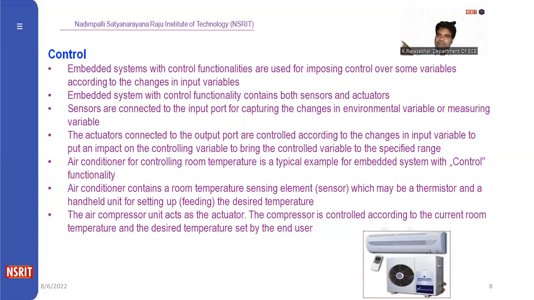The best example is the air conditioner, which has control functionality. An air conditioner contains a room temperature sensing element, that is a sensor, which may be a thermistor, and a handheld unit for setting the desired temperature. The air compressor unit acts as the actuator. The compressor is controlled according to the current room temperature and the desired temperature set by the end user. So this is the best example for the control.